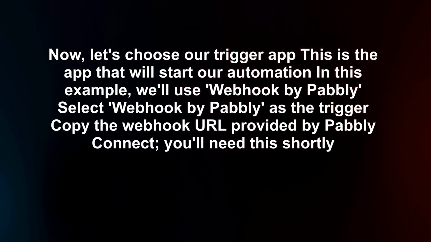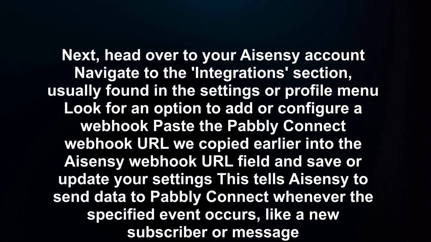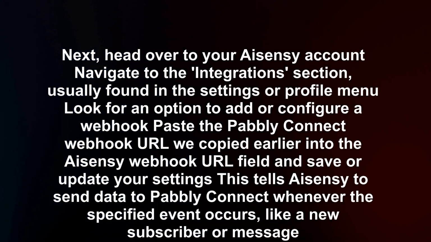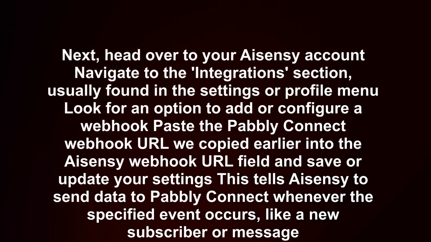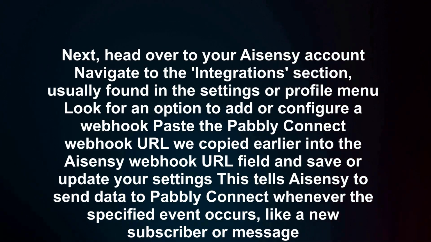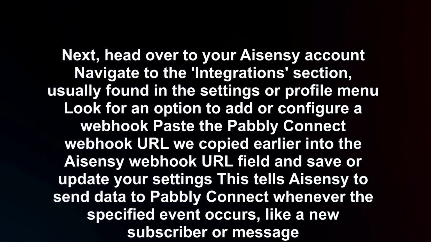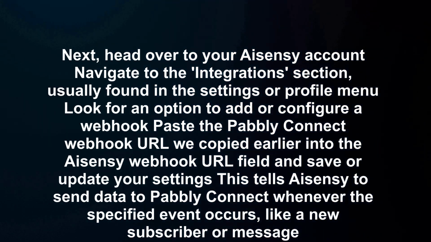You'll need this shortly. Next, head over to your Aisensy account. Navigate to the Integrations section. Usually found in the Settings or Profile menu, look for an option to add or configure a webhook. Paste the Pabbly Connect webhook URL we copied earlier into the Aisensy webhook URL field and save or update your settings. This tells Aisensy to send data to Pabbly Connect whenever the specified event occurs, like a new subscriber or message.